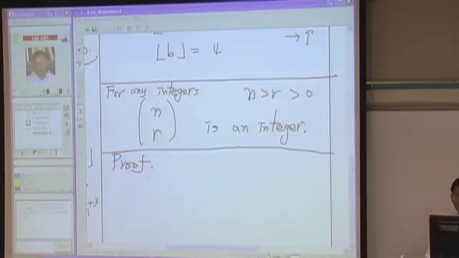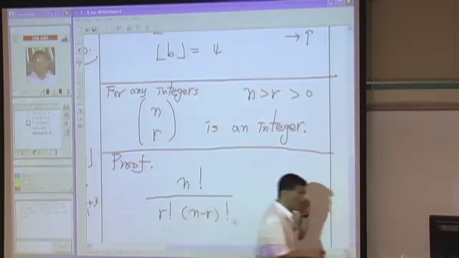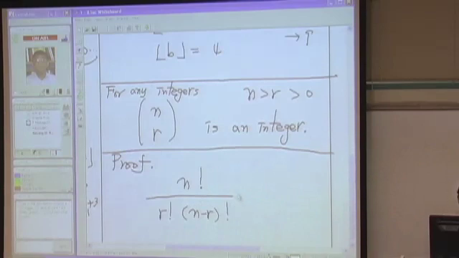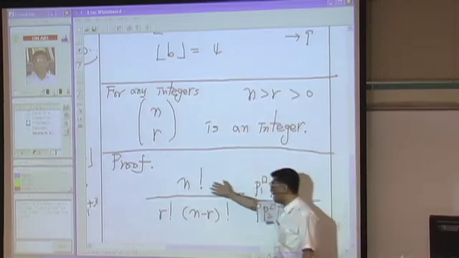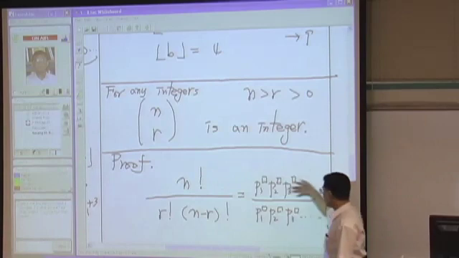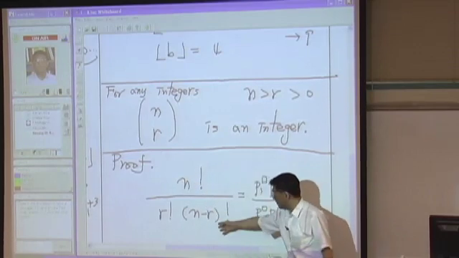N choose R, by definition, is n factorial over R factorial times n minus R factorial. Then, as you can see, we can write the numerator using p1 to the power of something, p2 to the power of something, p3 to the power of something, and so on, right? And then we can write down the denominator by p1 to the power of something, p2 to the power of something, p3 to the power of something. Do you get it? So we can factorize the numerator and the denominator by using p1 through p something. We don't need infinitely many primes, just a finite number of primes will cover n factorial or the denominator.